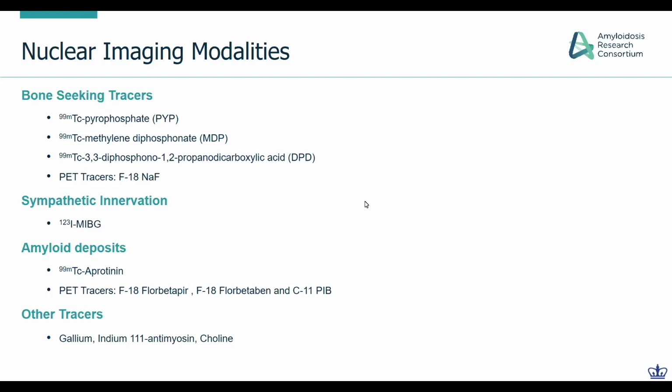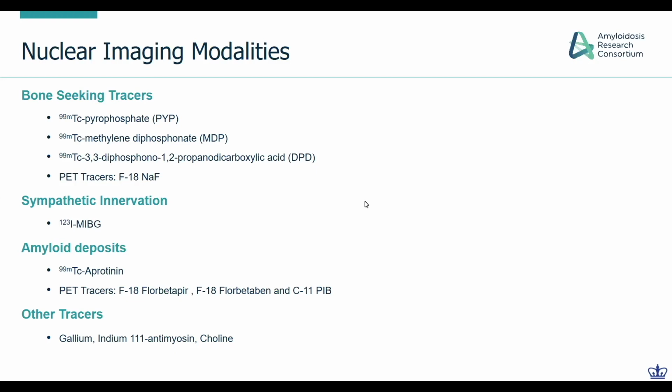And the other one, which is HMDP or MDP, is also technetium labeled, and this is also a SPECT imaging agent. And the third one, which is widely used in Europe, is DPD imaging, which is also technetium labeled, and these are all three SPECT imaging agents. And they are clinically mature as compared to PET tracers. The only PET tracer which is a bone-seeking tracer is sodium fluoride, fluorine 18 labeled sodium fluoride.